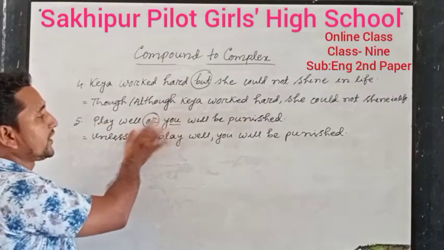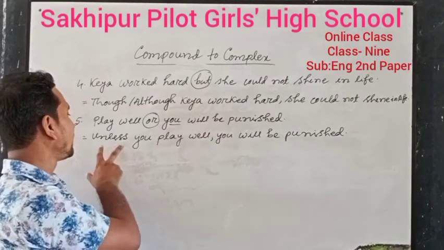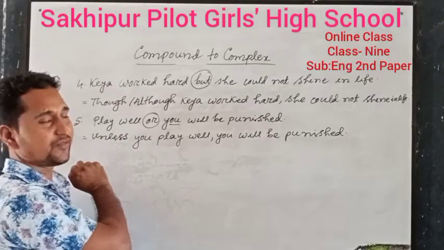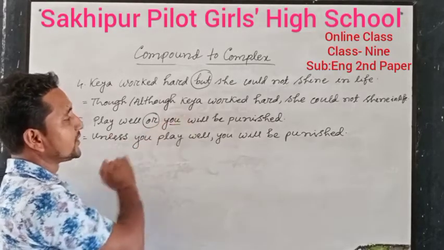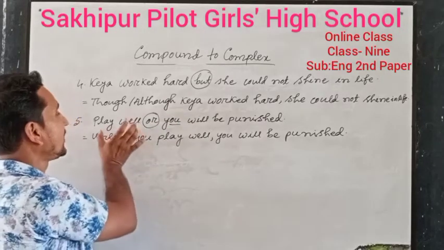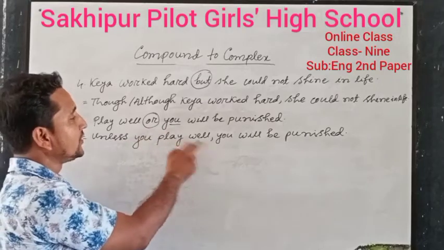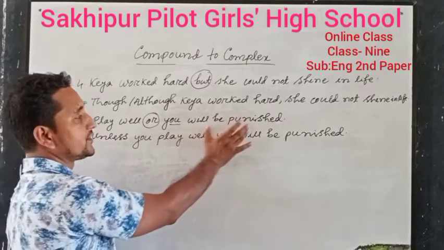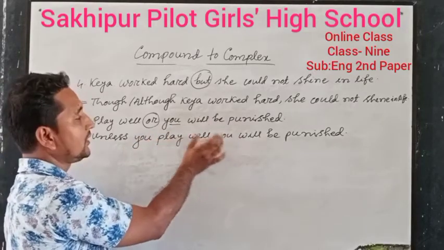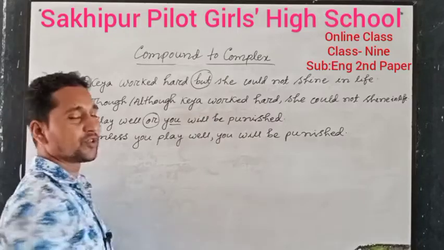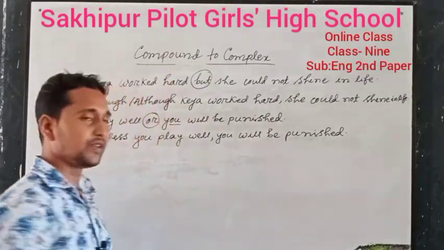Listen to me, what I am saying. If the two clauses are connected with the conjunction or, if we are to change it to complex, then you have to use unless at the first of the complex sentence. Then you have to use the subject of the second clause. Then you have to write the first clause, play well. Then you have to use a comma instead of or. Then the second clause. You have to use the pronoun of the subject here. After the subject, you have to write the rest of the clause. You will be punished. Are you clear?